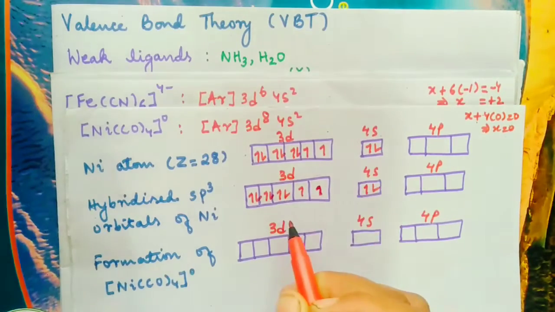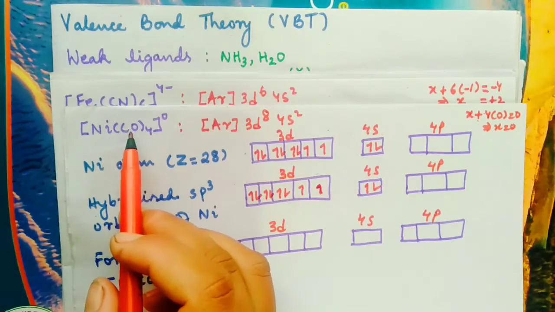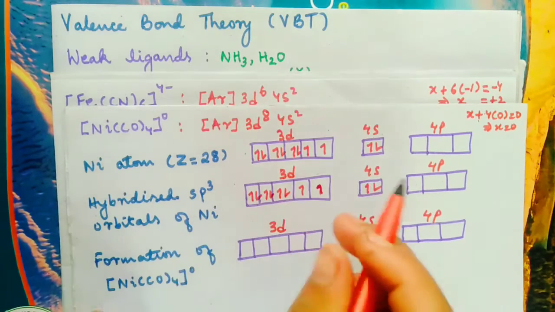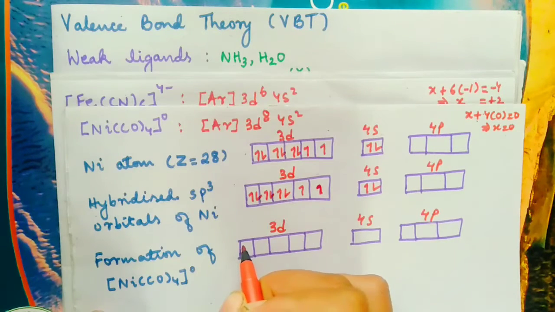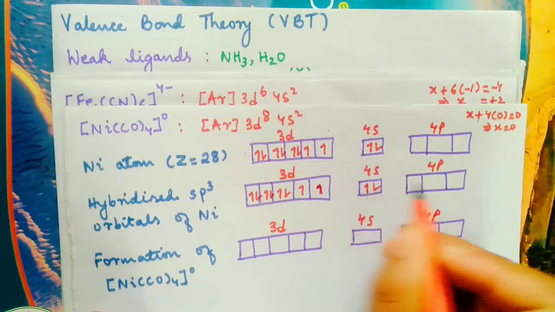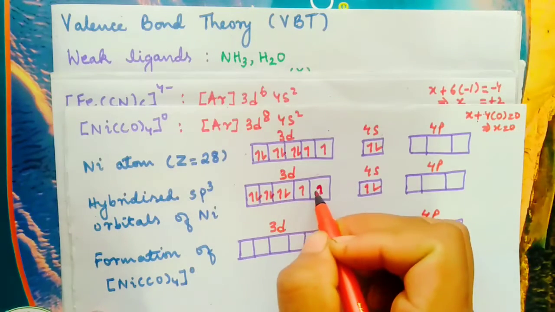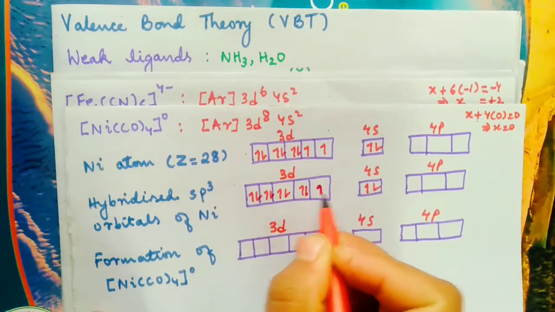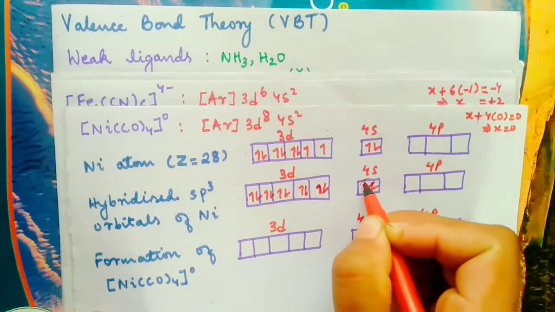So now what about this one? This is a strong ligand. Since it is a strong ligand, what does it do? It causes these electrons to pair up. So what do we have? Let it be in this way. So there will be pairing of electrons here. That means this one has come here, and these two come here. So here we have empty spaces.